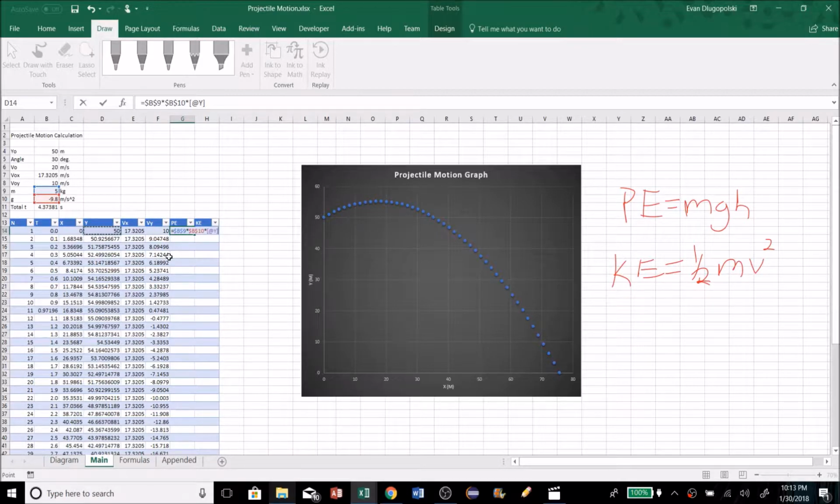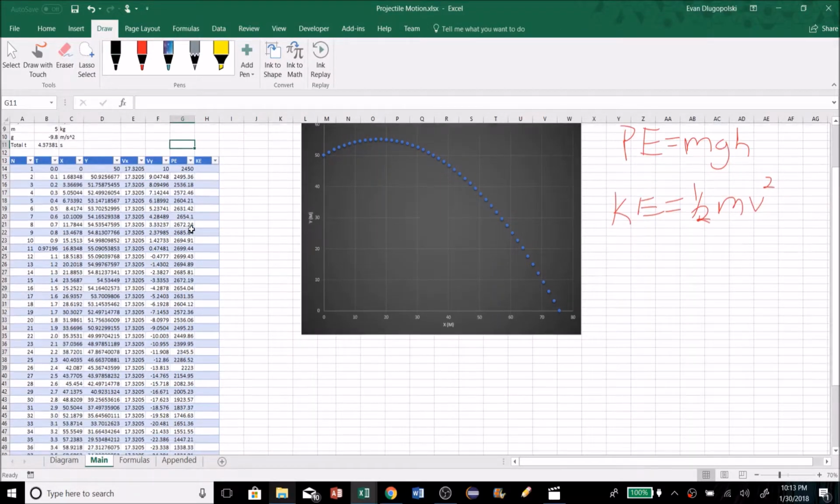So if we hit enter there, that calculates, and this is giving us a negative value because our gravity is negative, so we'll just put absolute value in front of that.